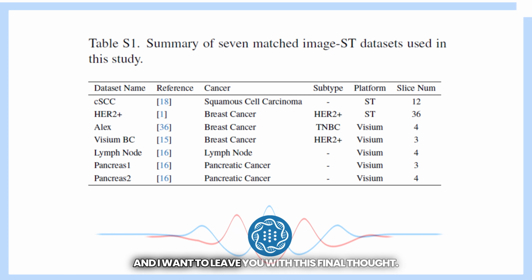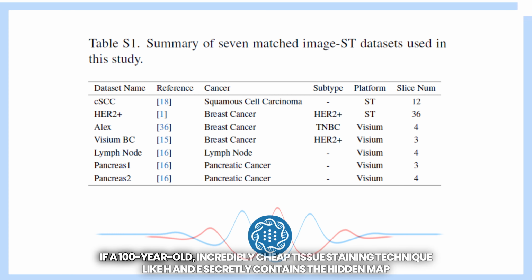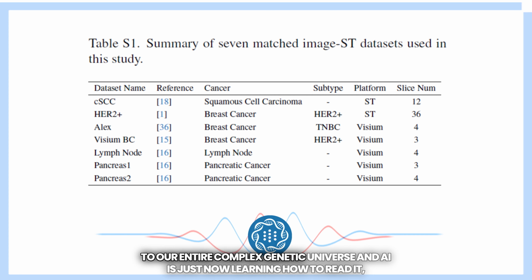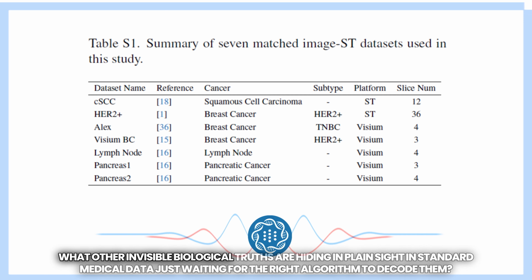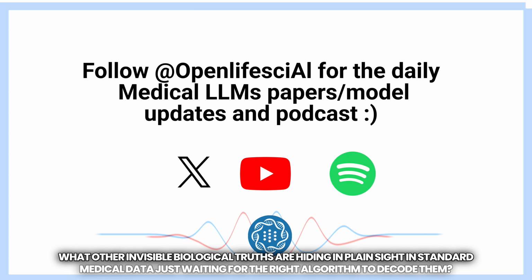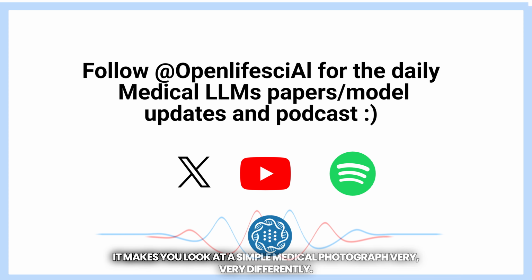Absolutely. And I want to leave you with this final thought. Think about this. If a 100-year-old, incredibly cheap tissue staining technique like H&E secretly contains the hidden map to our entire complex genetic universe, and AI is just now learning how to read it, what other invisible biological truths are hiding in plain sight in standard medical data, just waiting for the right algorithm to decode them? It makes you look at a simple medical photograph very, very differently.